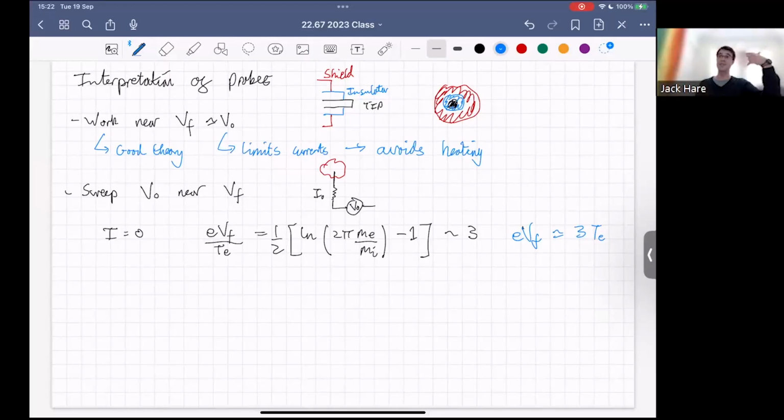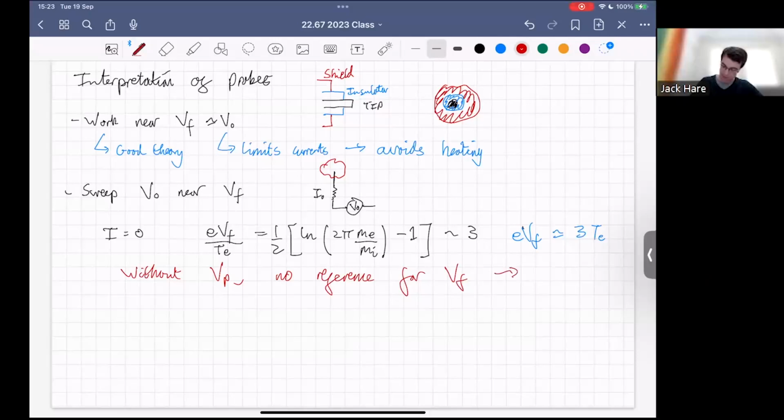So, you measure VF in your lab as 10 volts. But you don't know what V in the plasma is. So you don't know what the 10 volts that you're measuring is referenced to. Well, that's reference to your building ground. But you need to have VF reference to the plasma potential, and you don't know the plasma potential. So this is actually pretty useless. Without the plasma potential, we have no reference for VF. This is useless.